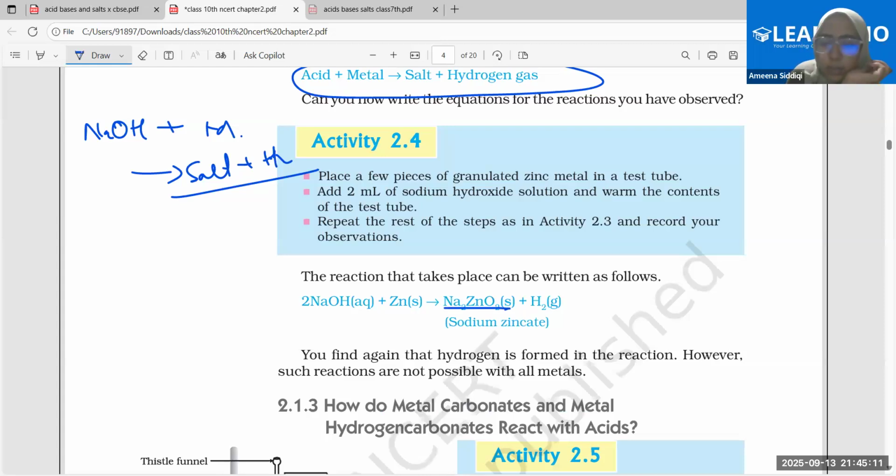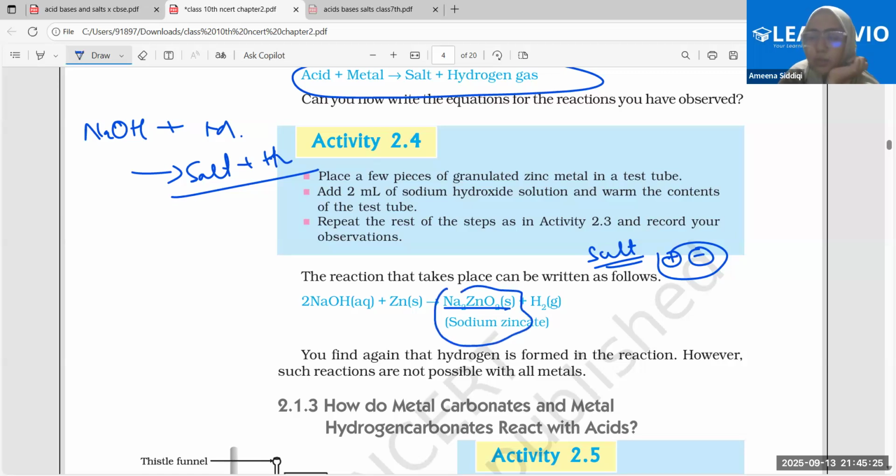Yeah, fine. Now, can you tell me, we know that in a salt, we have two components. One is the cation and the other is the anion, right? This is what comprises a salt. In this case, that is sodium zincate, which one is the positive one and which one is the negative one? Can you tell me that?